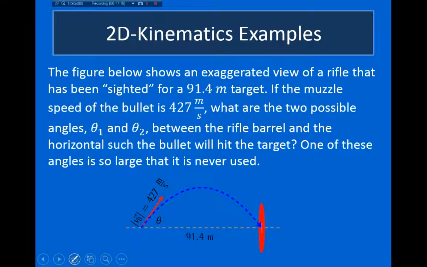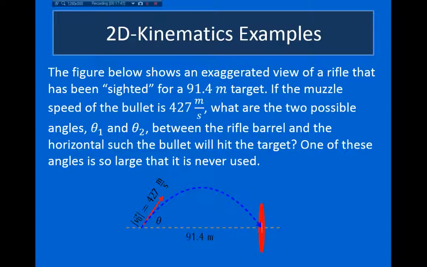So let's go ahead and look at another example. This example says, the figure below shows an exaggerated view of a rifle that has been sighted for a target that's 91.4 meters away. If the muzzle speed of the bullet is 427 meters per second, what are the two possible angles, theta 1 and theta 2, this is this angle down here, between the barrel of the rifle and the horizontal, such that the bullet will travel up, come back down, and hit the target?